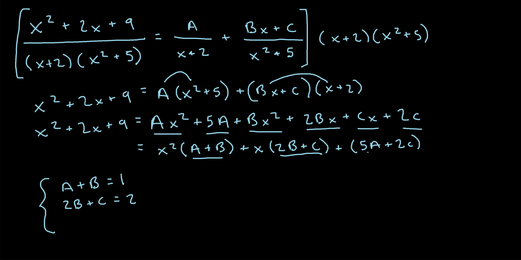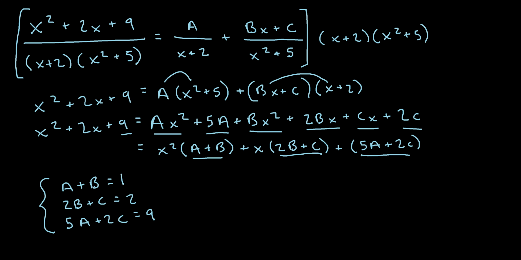And then lastly, we have 5a plus 2c. Notice there's no x here, so we're going to set this expression equal to whatever the constant is on the left-hand side, which is a 9. So we'll say 5a plus 2c is equal to 9. So now we have a system of equations where we're trying to solve for a, b, and c.